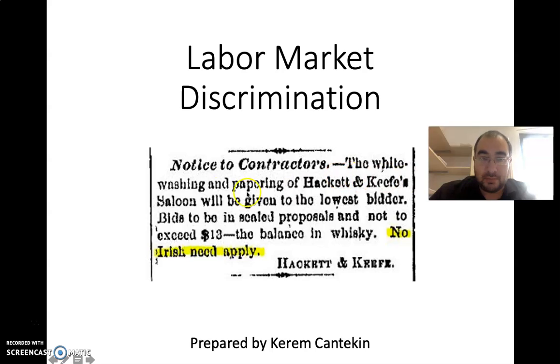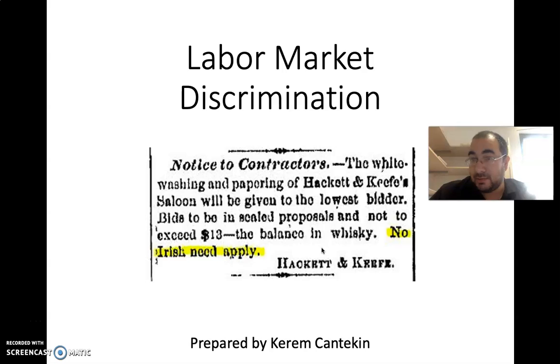Notice the contractors: the whitewashing and papering haircut in a fish salon will be given to the lowest bidder, the person who will accept the lowest wage. Bids to be a sealed proposal not to exceed $13. The balance in whiskey. No Irish need apply, which means if you belong to a certain ethnic group, in this case Irish, your application won't be considered anyway.